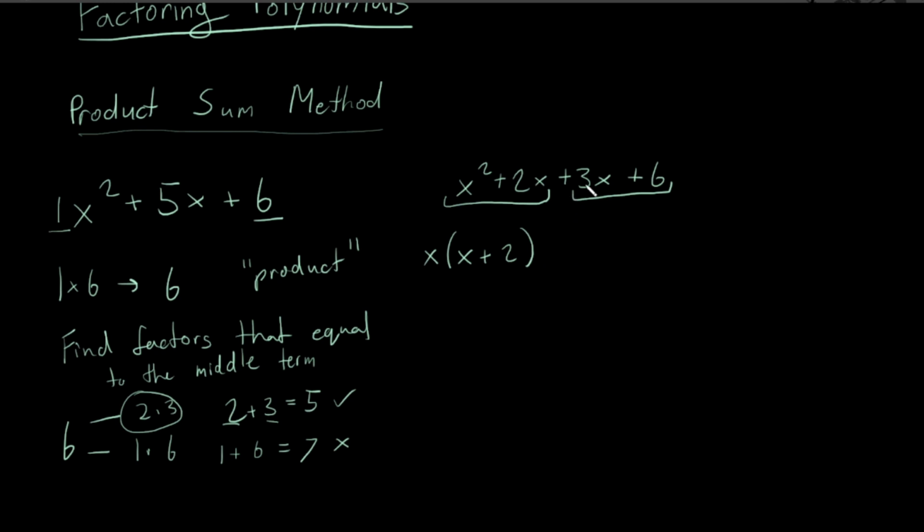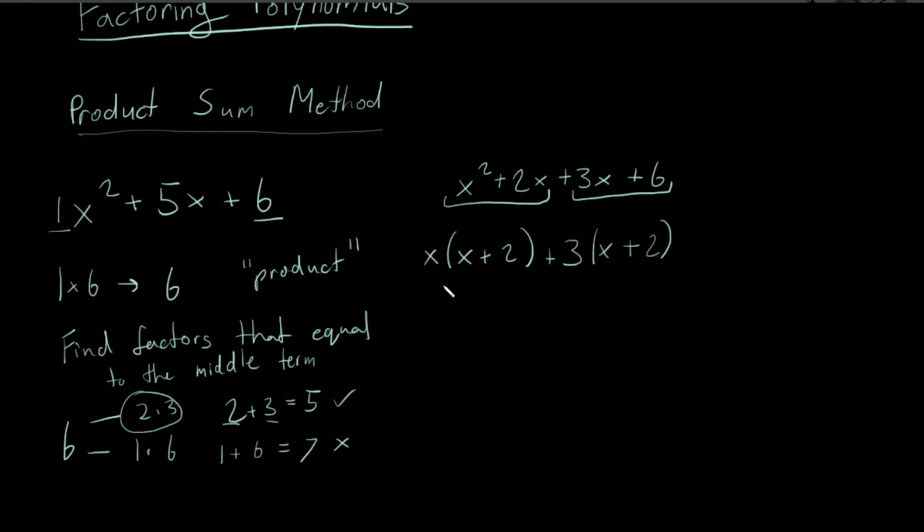Now over here, we have 3x plus 6. What's a term that we can take out of both of these? In this case, it would be 3, since both of these are multiples of 3. So we can say that x times x plus 2 plus 3 times, if we divide by 3 here, it'd be x, and if we divide by 3 here, it'd be 2, so x plus 2. So we can say that x times x plus 2 plus 3 times x plus 2 is equal to our original equation.